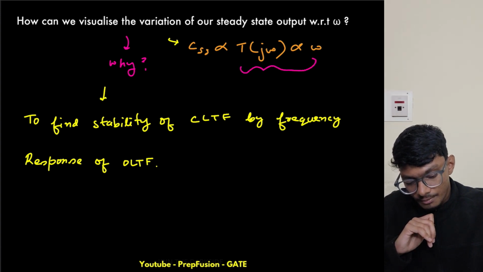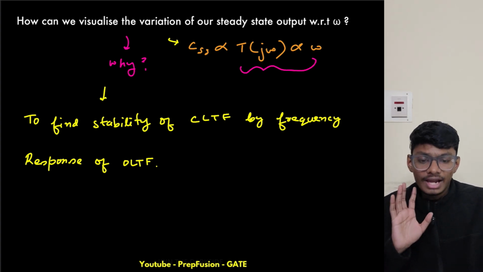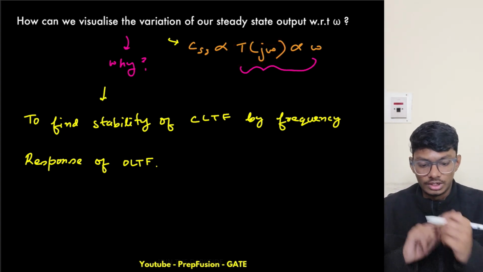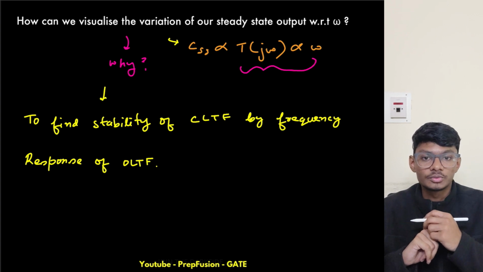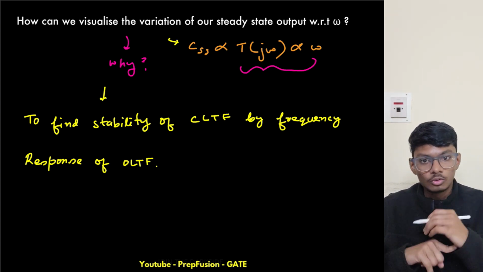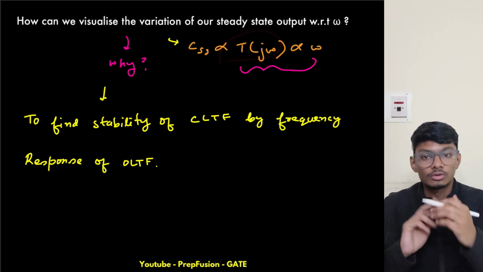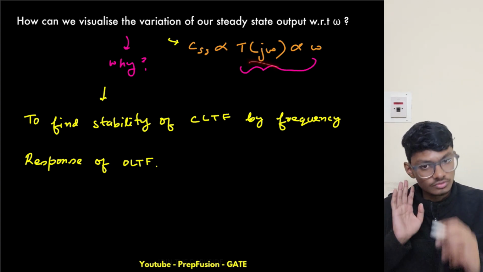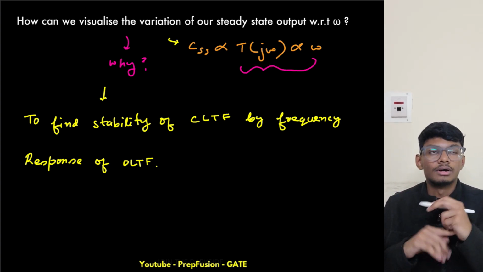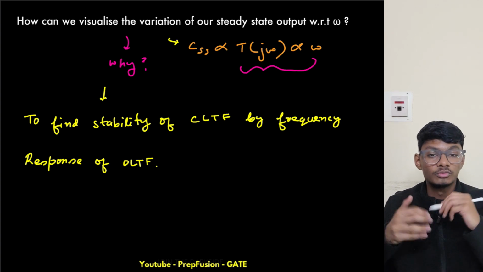But let's say I don't know T of j omega. I know the OLTF. This is the CLTF, and I don't know T of j omega. Obviously this one also will do, at a later stage, but initially now we'll do different things.